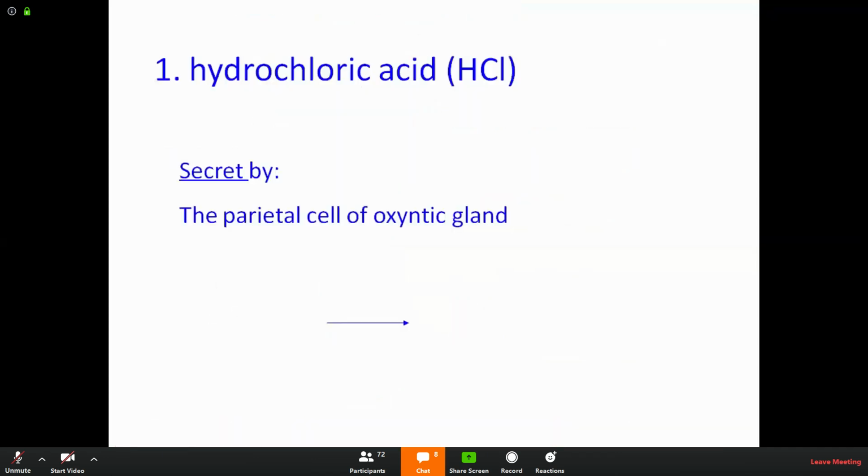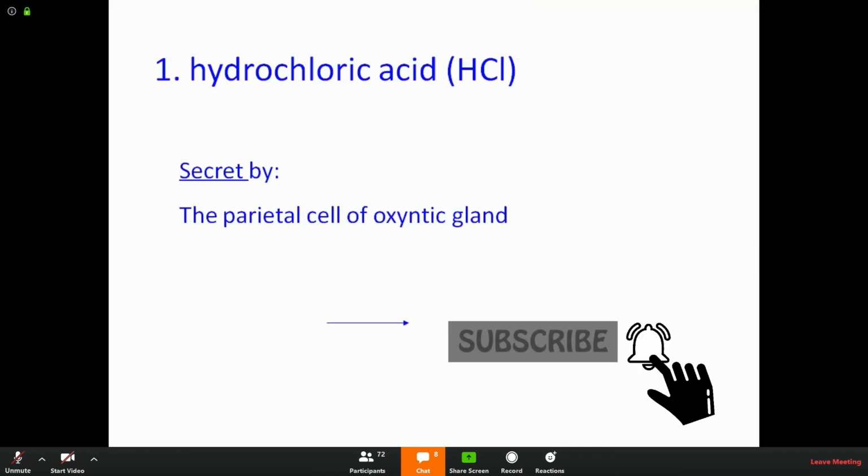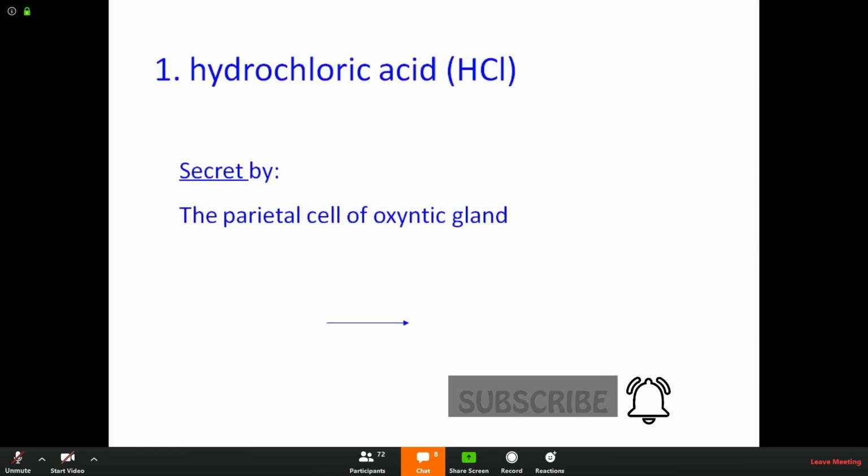So, hydrochloric acid is secreted from which cells? Anyone can answer. Hydrochloric acid is secreted from the parietal cells. So this much for today.